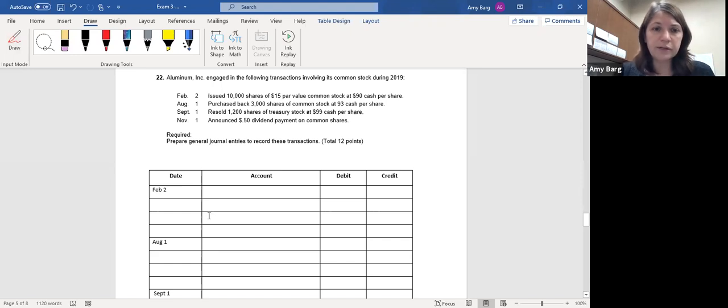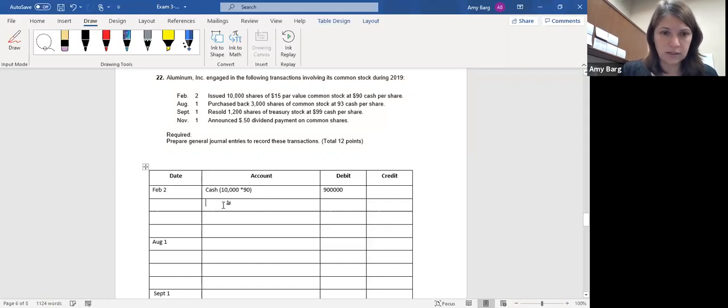Okay, so on February 2nd, we issued 10,000 shares of $15 par value common stock at $90 cash. So what happened here, right? Well, we got cash. It tells us we got cash, so we know that cash gets debited. And we are going to calculate this. We sold 10,000 shares and we sold them for $90 a share. So that means we got $900,000.